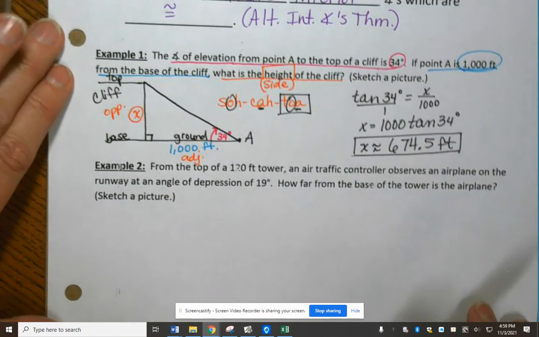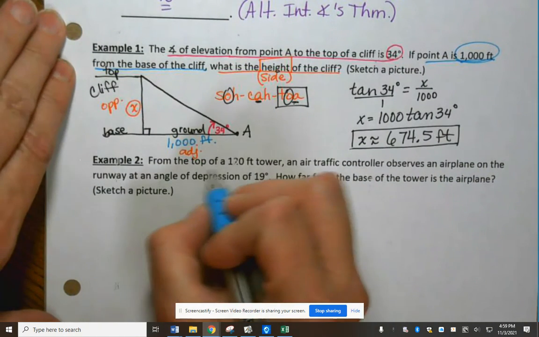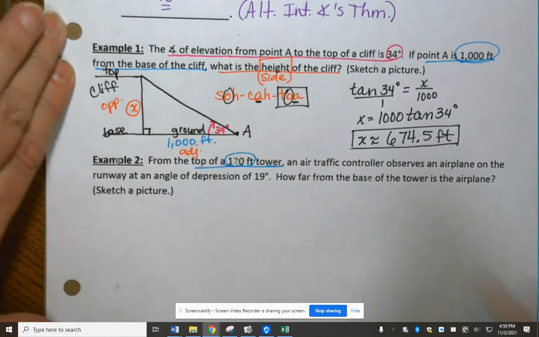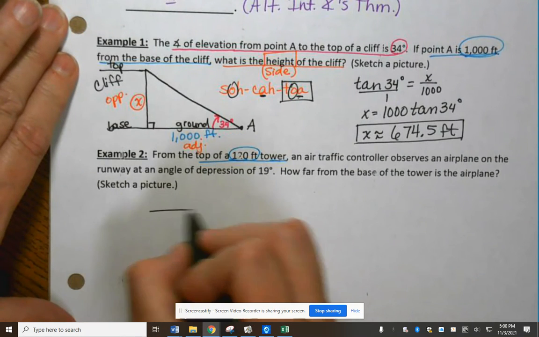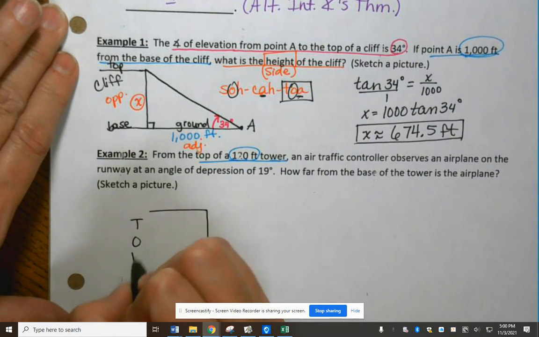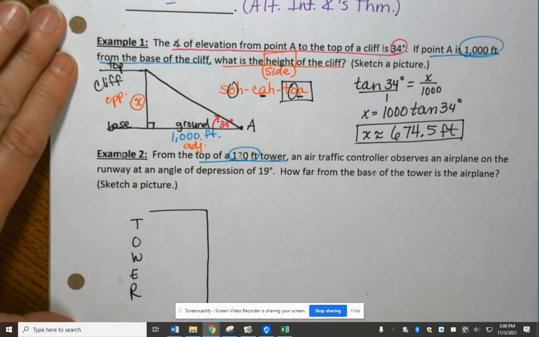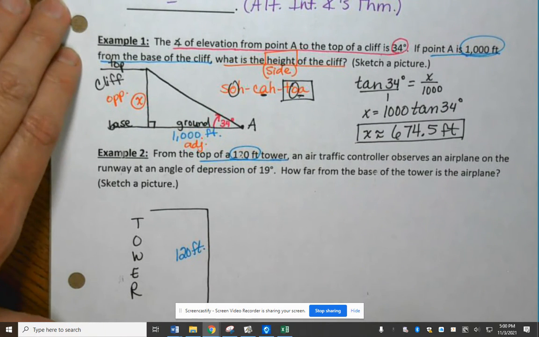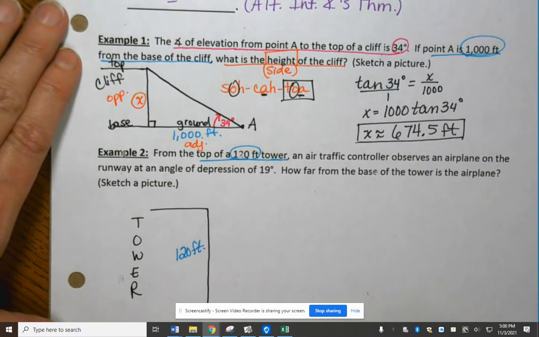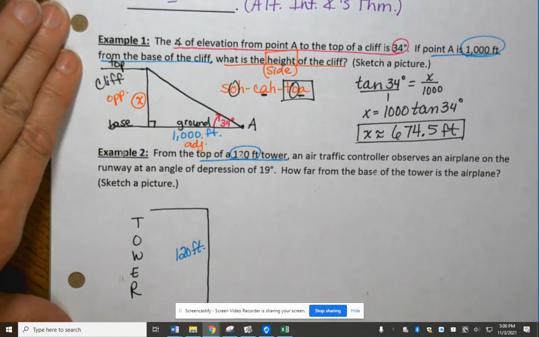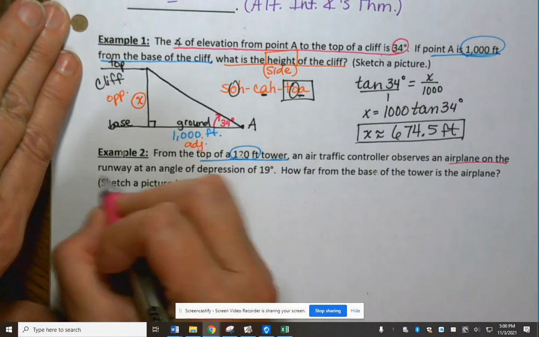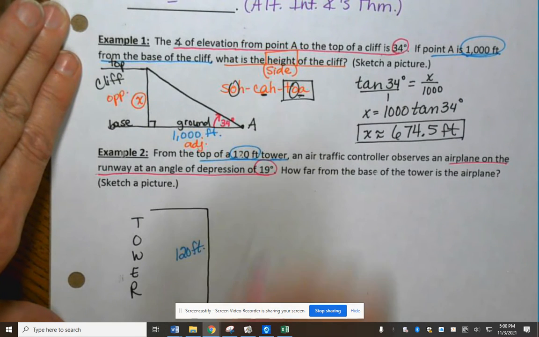All right, on example 2, from the top of a 120-foot tower, so I've got a tower over here, and I know that it is 120 feet. But we have an air traffic controller who observes an airplane on the runway at an angle of depression of 19 degrees. So the airplane is on the runway at an angle of depression of 19 degrees.